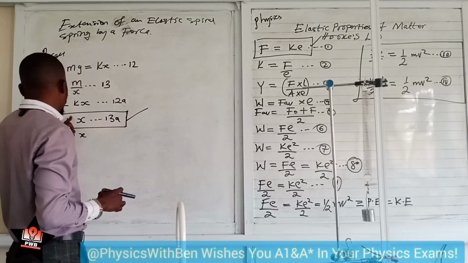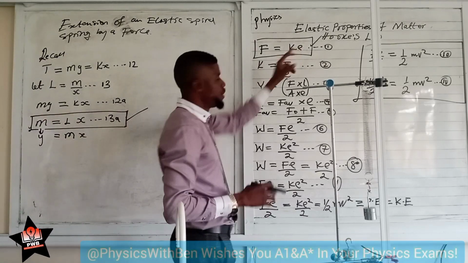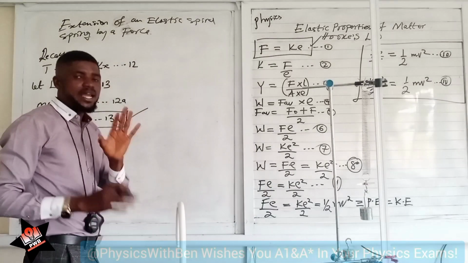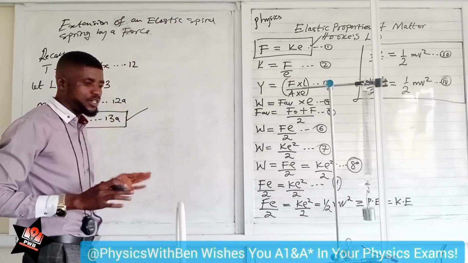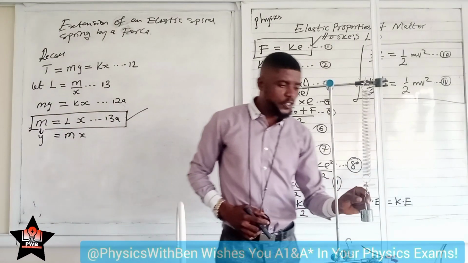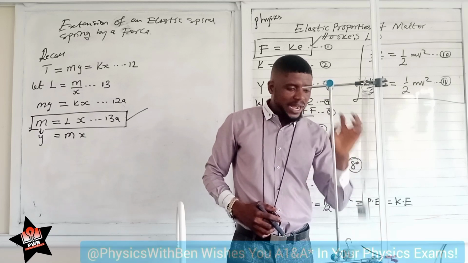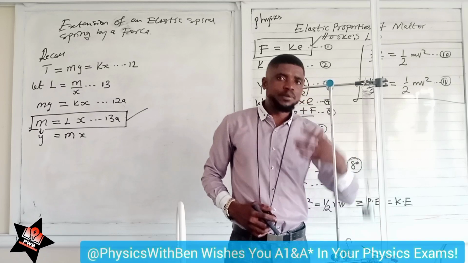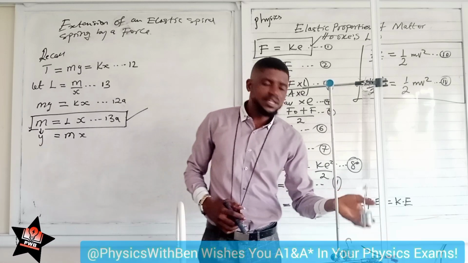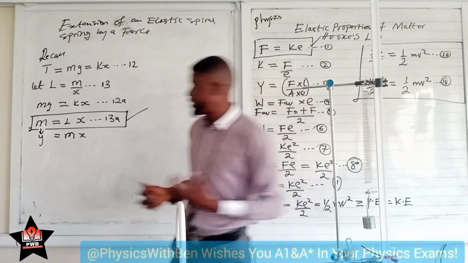So we write that X and E also stand for the same thing. So equation 1 and equation 13, they are the same. That's what I'm trying to say in this video. So the examiners may ask you to oscillate this spring and find the time for 20 complete oscillations and plot a graph of the masses against the period of oscillation. How do you go about it?